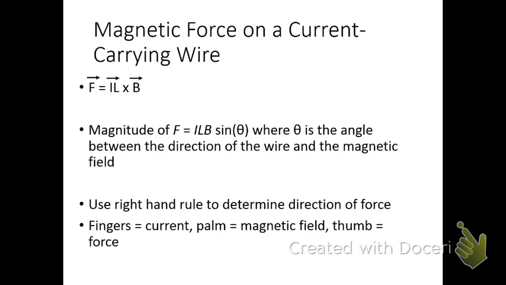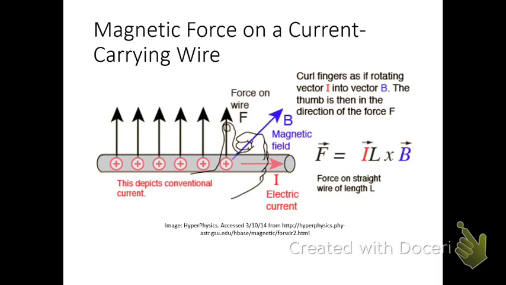Then you're going to use that exact same right-hand rule. The fingers will point in the direction of the current. The palm will point in the direction of the magnetic field, and the thumb will be the direction of the force that the wire feels. Nice. Kind of like that.